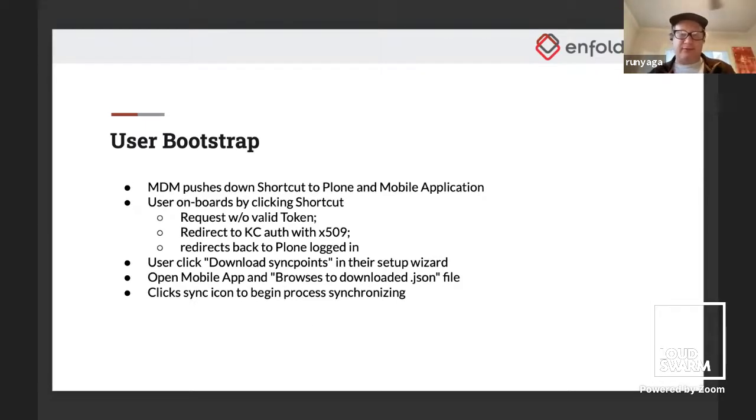So how the user gets the app in the real world: procurement gives the user an app, and the MDM pushes a shortcut to Plone and the mobile app down to their device. The user clicks on the shortcut, it opens up Safari or Chrome, it requests Plone, Plone doesn't have a token, gets kicked over to Keycloak, it authenticates using the X509 cert that's been pushed to the trust store, then redirects back to Plone as logged in. The user has a setup wizard or ability to download their sync points. They select that, they download this .json file, they open up the mobile application, they click on load sync points, and they browse to the downloads directory on their local device to pick the .json file.